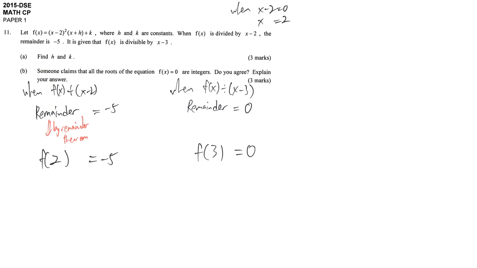So left hand side, f(2), that means we replace f(x) by 2. It makes our calculation much easier because this is 0. 0 squared times anything just disappears despite what the value of h is. So k alone is equal to negative 5. It's because the whole term becomes 0. After that, the other equation. This time replace x by 3.